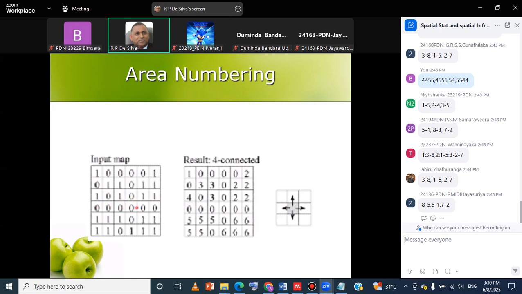And then these are all zeros. No water. This is water body 5. This is connected to this. This is connected to this. This is connected to this. This is connected to this. So all these 5 cells will have number 5. And then we go along. This is number 6. This is also connected. This is connected. This is connected. This is connected. So all this will be 6. There are 6 individual water bodies in that area.